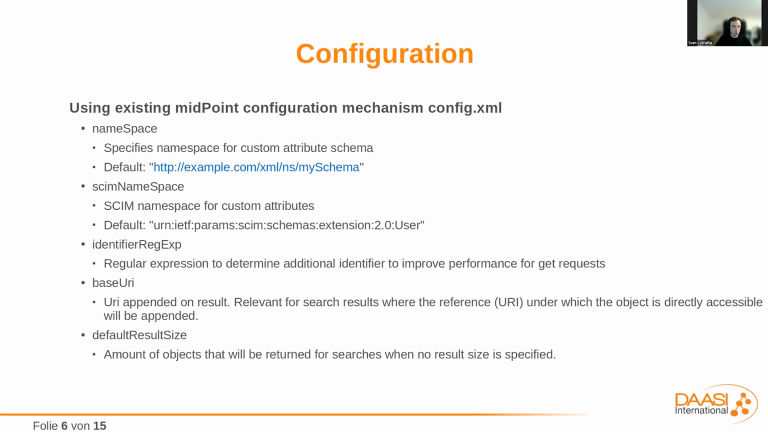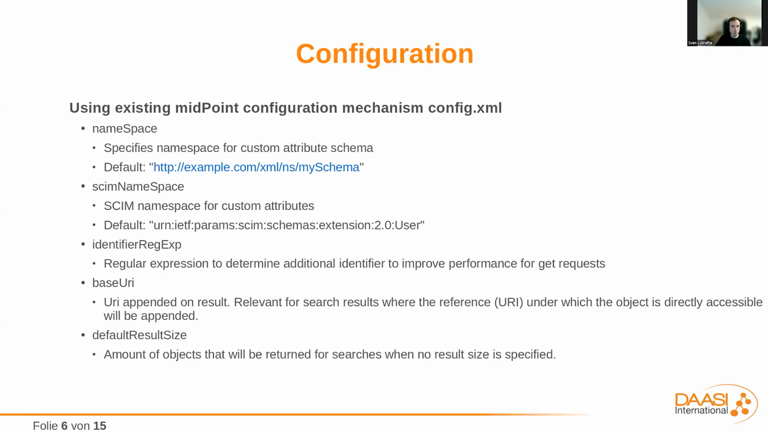Kind of the same is true for the SCIM namespace parameter. This one defines the namespace for additional or custom SCIM attributes. So if you have custom attributes in MidPoint, most of the time you have to define custom attributes in SCIM and define this in a separate namespace. In this kind of structure, they are quite similar, SCIM and MidPoint.